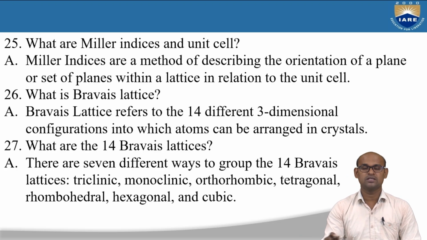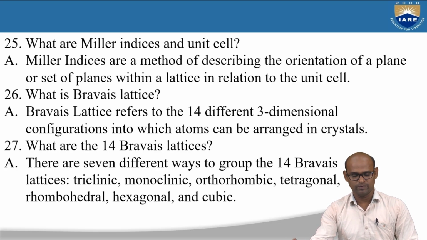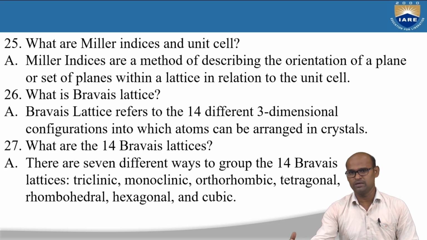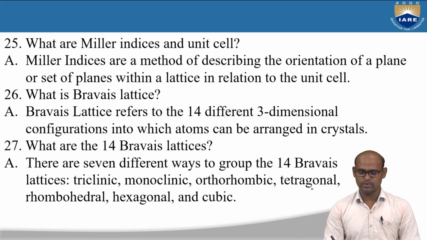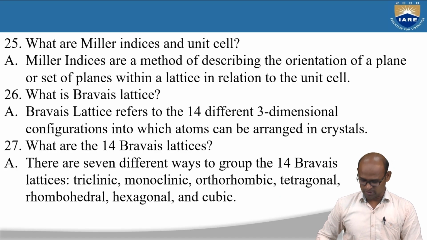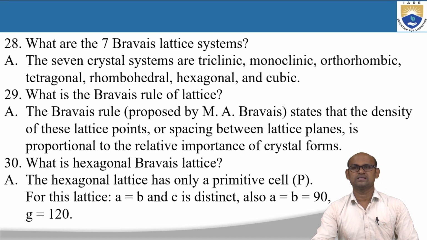Similarly, each crystal system has different types of Bravais lattice. Cube itself has 3 Bravais lattices. Similarly, other crystal systems also have different types of Bravais lattices. Altogether, there are 14 Bravais lattices available. What are the 7 Bravais lattice systems?